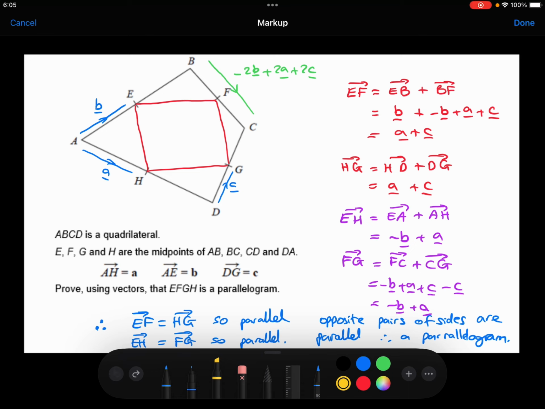Then in purple, I'm going to work out the vector E to H. E to H is going to be E to A plus A to H. So minus B plus A. And then F to G. I'm working that out by going F to C, which is half of this, plus G to C, which is minus, C to G is minus C.